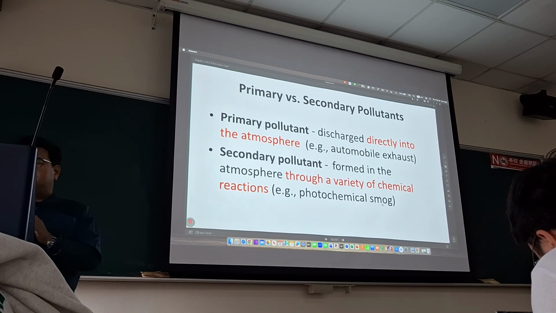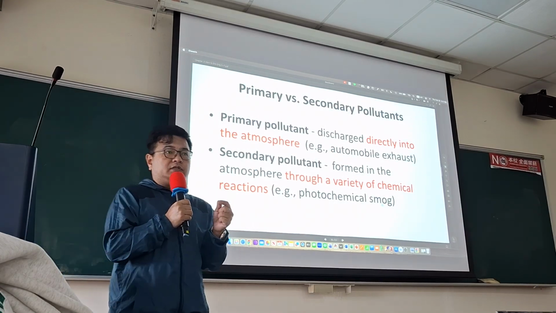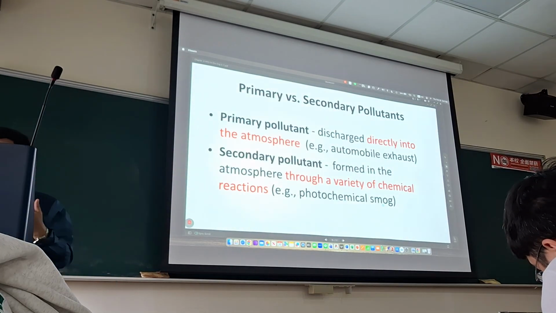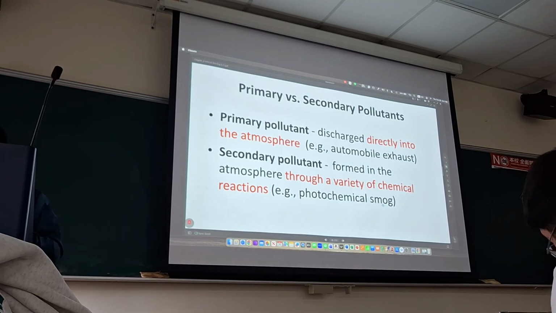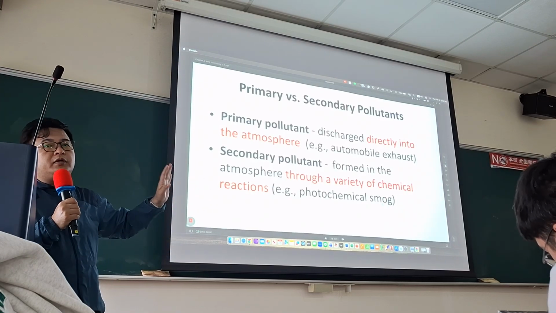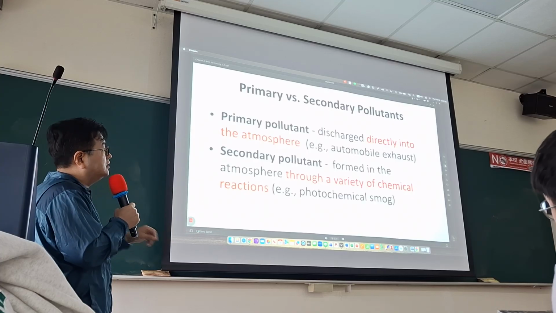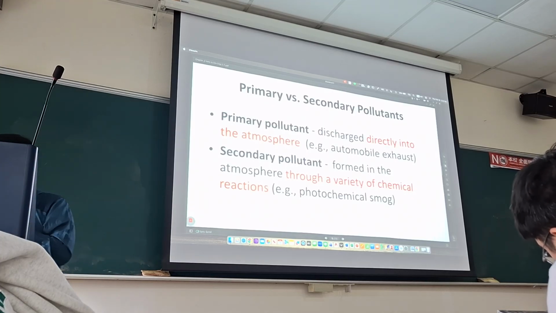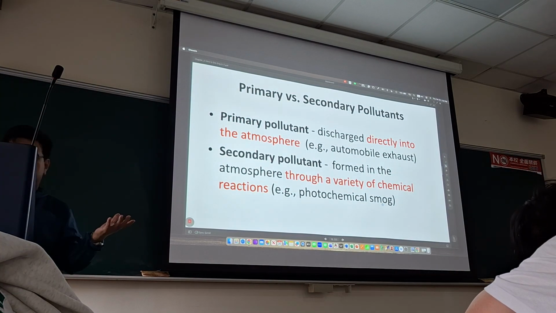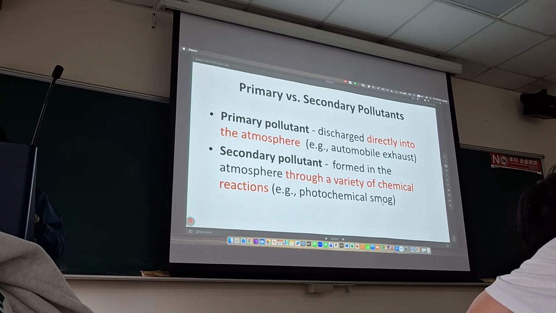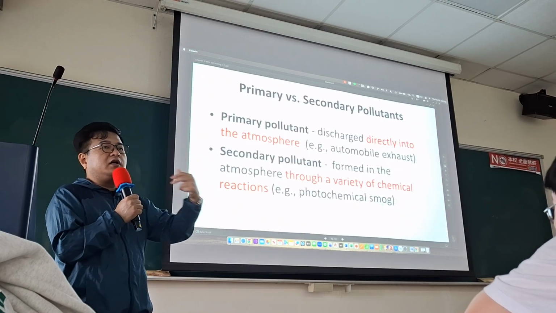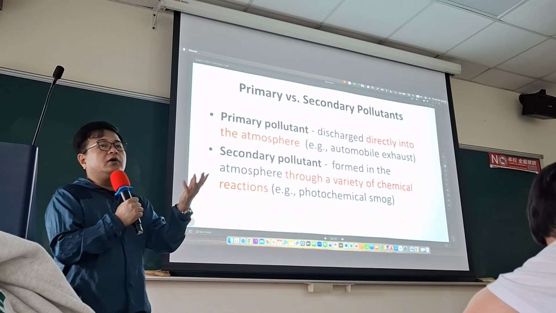Okay, next, I want to differentiate between primary pollutants and secondary pollutants. Primary pollutants are those gases or chemicals that are discharged directly into the atmosphere, so they are just like raw products. Secondary pollutants are formed after those chemicals are discharged into the atmosphere and cause some chemical reactions. That's the so-called secondary.